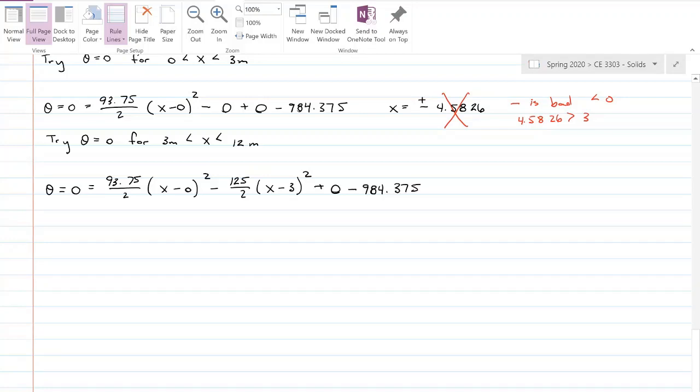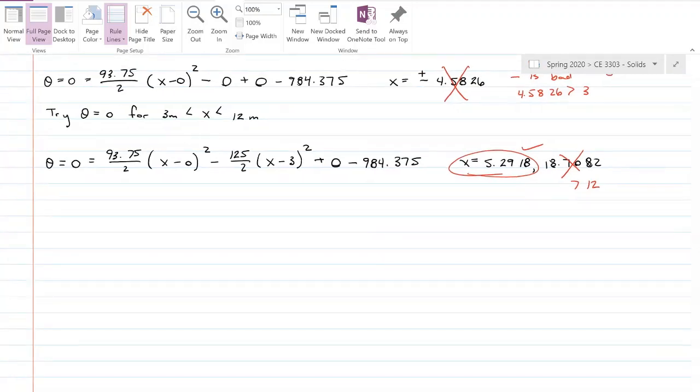and I get x is equal to 5.2918 and 18.7082. Okay, this last term is no good because it is greater than 12. This term, however, is good because it falls between 3 and 12. Yay, we found an answer. Okay, for some of you thinking, what happens if I have 2 correct answers? Then you try both and pick the biggest magnitude for the maximum deflection. In this case, we only have one answer.